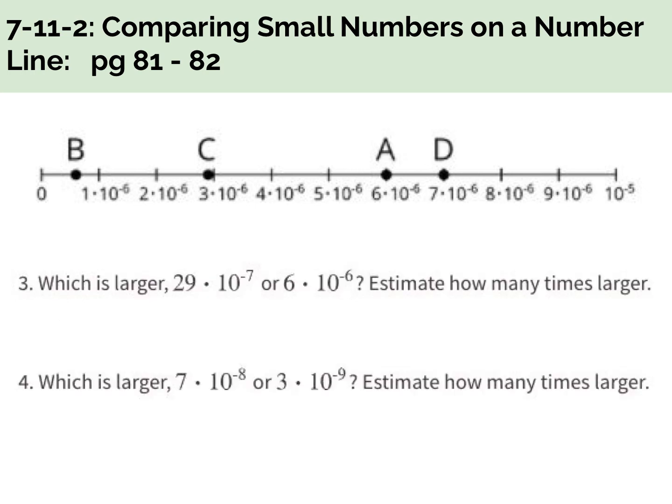All right, let's look at 3 and 4. Which one's larger: 29 times 10 to the -7 or 6 times 10 to the -6? And then estimate how many times larger, okay? And number 4, which is larger, 7 times 10 to the -8 or 3 times 10 to the -9? Estimate how many times larger. So let's think about those and then estimate along with it. Go ahead and pause, answer that question, and then come back to me.